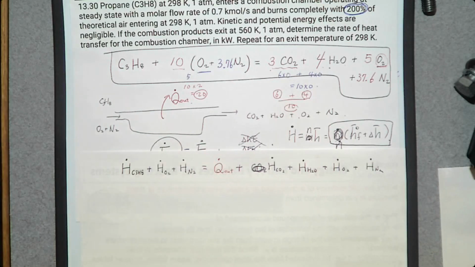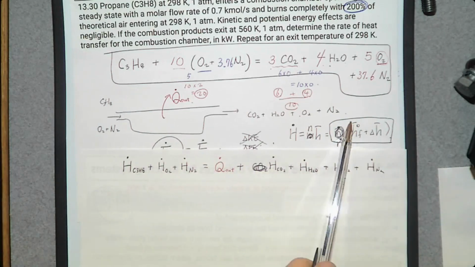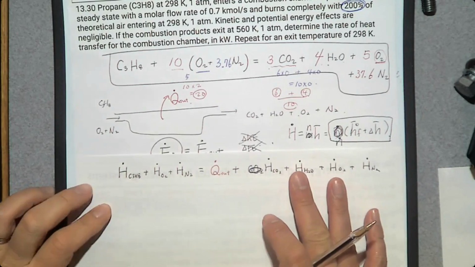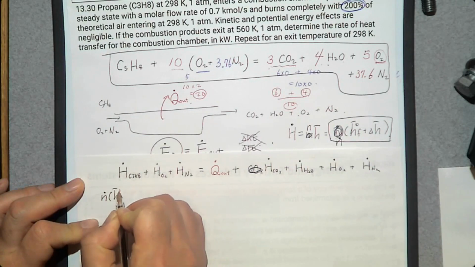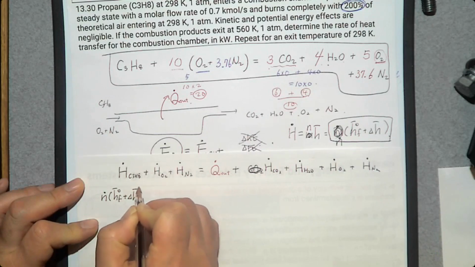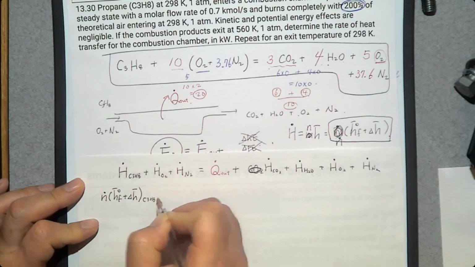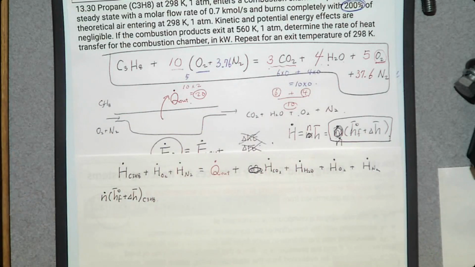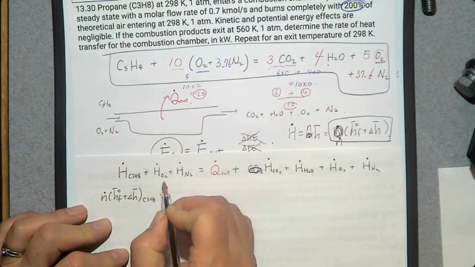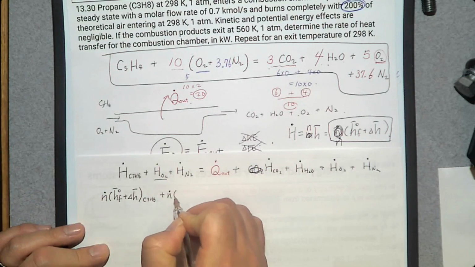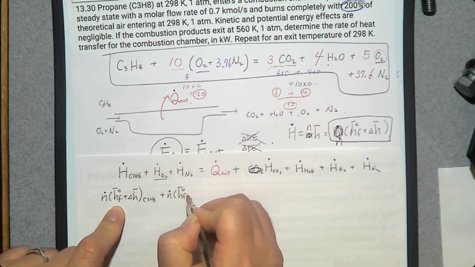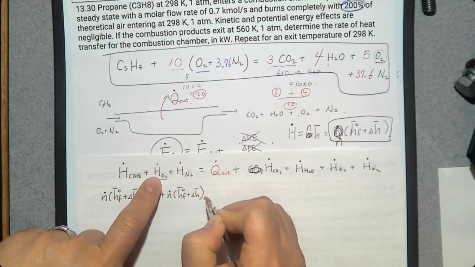Okay, so this H dot can be written by N dot times enthalpy of formation plus delta H bar. So I'm going to replace each one with that. Starting with propane, this one is going to be N dot times enthalpy of formation plus delta H bar. This is for propane. And we have the rate of enthalpy for oxygen, N dot times the same form, the enthalpy of formation plus delta H bar. This one is for oxygen.